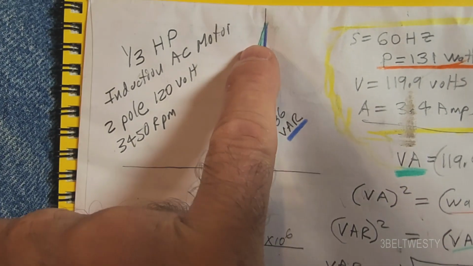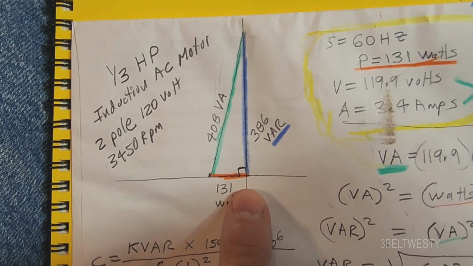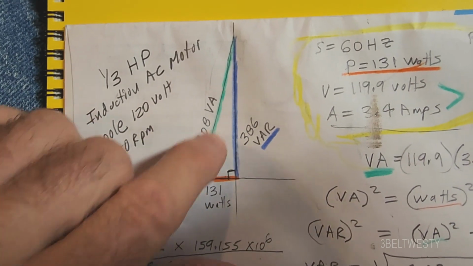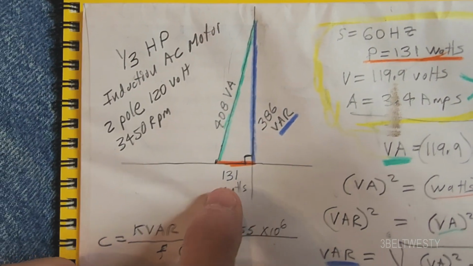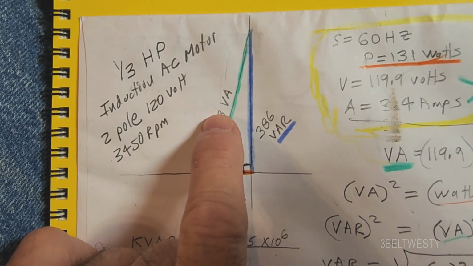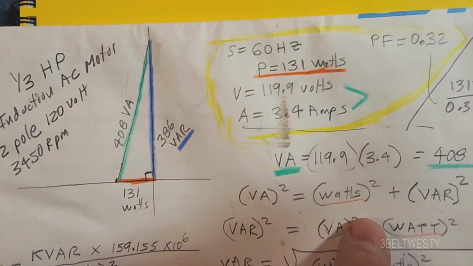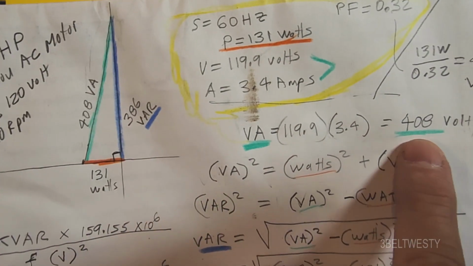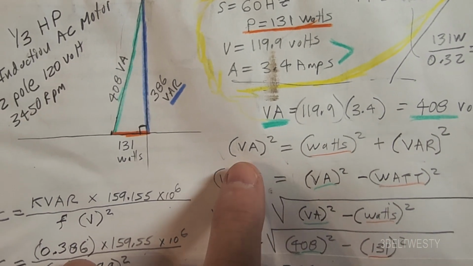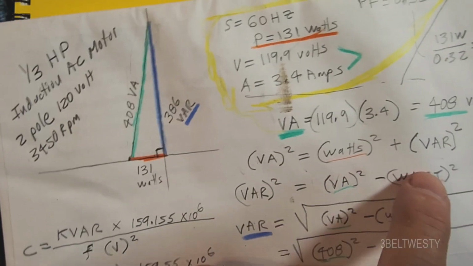This is just a simple right triangle. So if I take the 131, put it horizontally, that's real power. And then the volts times the amps, that's this hypotenuse. Right triangle, like for carpenters, you can take this squared plus this squared is equal to this squared. So I'm going to solve for the blue. So here's the volt amperes, 408 volt amperes.